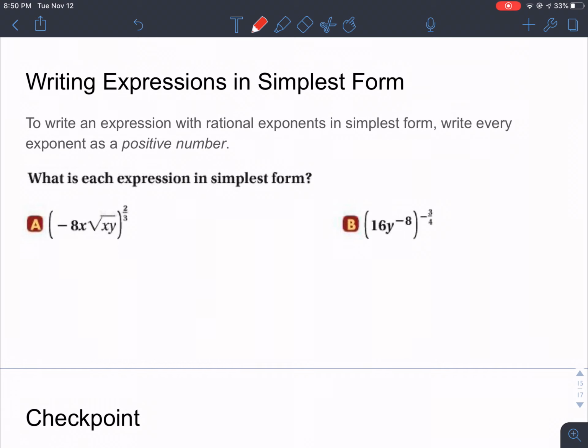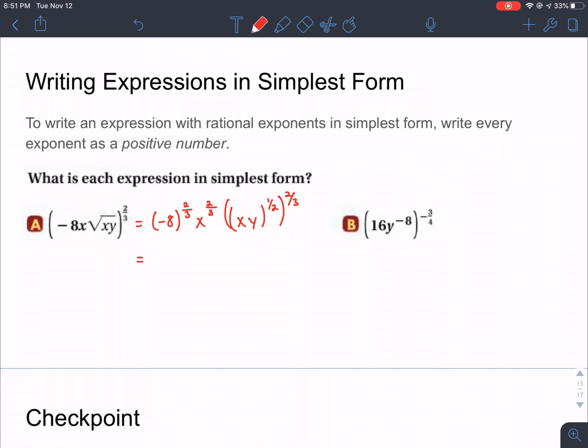So we've got negative 8x times the square root of xy, everything to the 2/3. Well, first off, let's break this apart, okay? So this is the same thing as saying negative 8 to the 2/3 times x to the 2/3 times the square root, which is really xy to the 1/2, all to the 2/3. Okay? So I'm rewriting this a little bit.